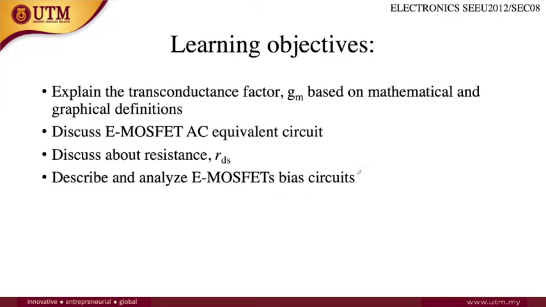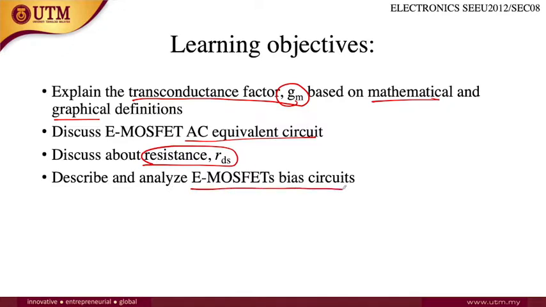For today, we will focus on AC analysis. First of all, AC analysis is famous for the transconductance factor, which is GM. GM can be solved mathematically and also graphically, which we will learn later on. We will also learn about the AC equivalent circuit and how to draw it. We will also discuss the resistance RDS, and we will discuss e-MOSFET bias circuits, focusing more on voltage divider bias.